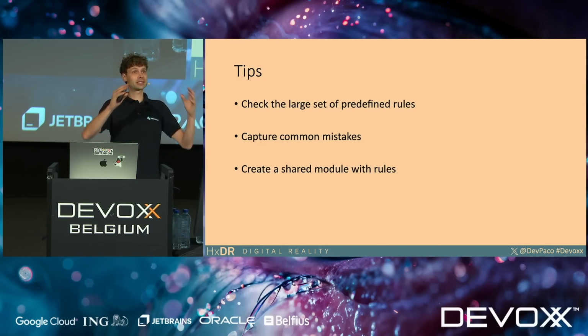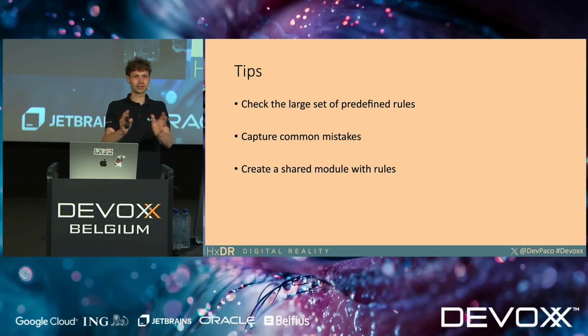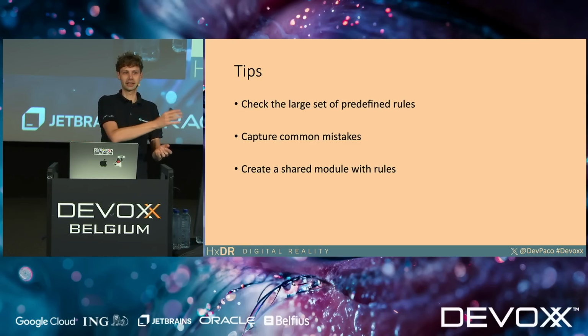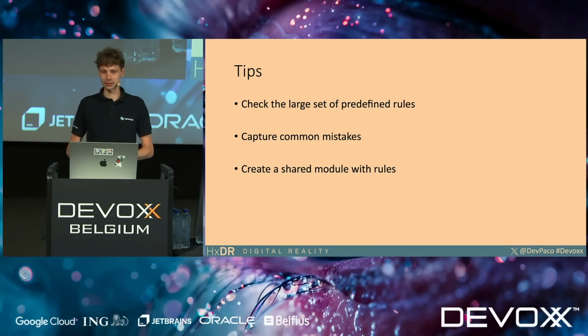ArchUnit already has a large set of predefined rules, and it really helps you capture some common mistakes. And when you start using ArchUnit, it's quite easy to create a shared module with rules. The same way we did, and don't try to do all the rules in every single repository, just import them. That also helps to make it easier to migrate from service A to service B to service C as a member. And it keeps things consistent.